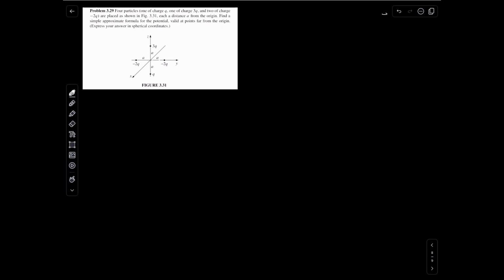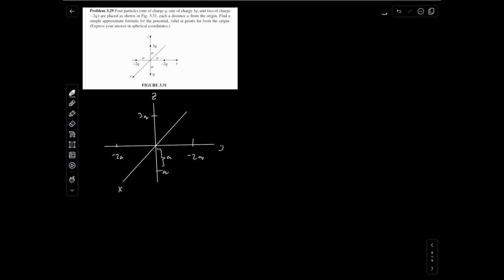David Griffiths. Here it's asking us to find an approximation formula for the potential for this system of four particles, and each particle has its own charge. Let me just draw this out real quick. This is negative 2q, this is 3q, this is negative 2q, and this is just q, and they are all a distance a away. This is our x, this is our y, and this is our z.